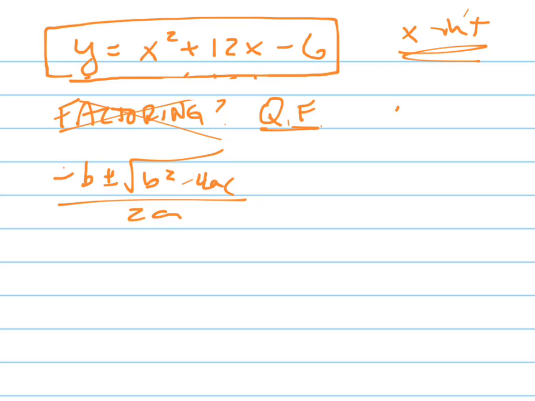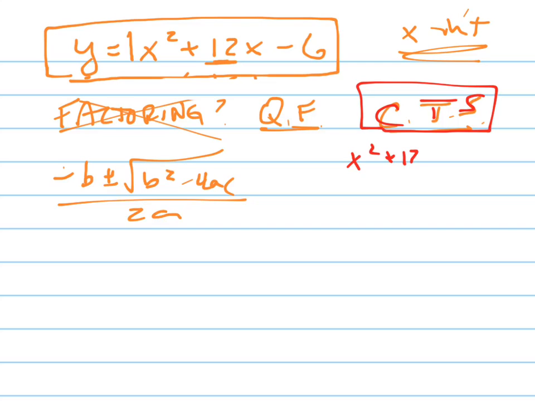But it's actually easier to complete the square when your leading coefficient is 1 and b is even. So I'm going to do it this way first. And in fact, I'll do completing the square in red. So that's going to be in red. Alright, so let's complete the square. I'm going to take x squared plus 12x minus 6. Remember, I'm setting this equal to 0. And now I'm going to try to solve this.